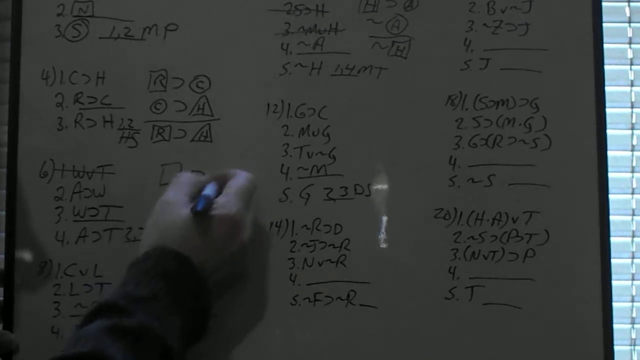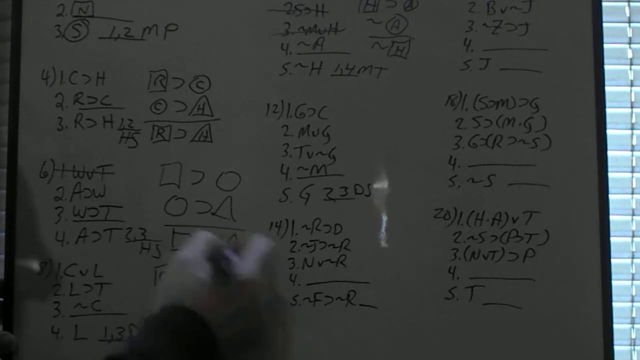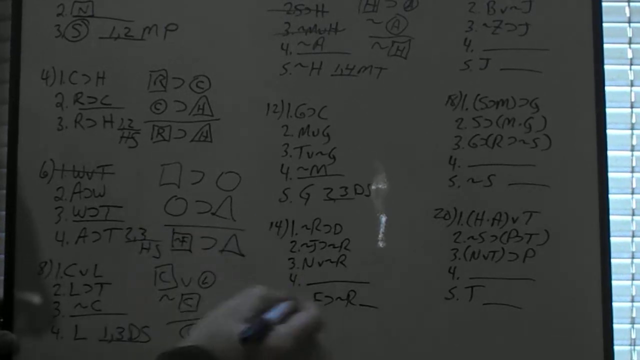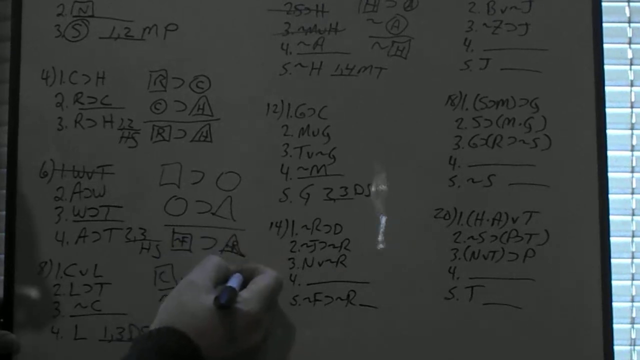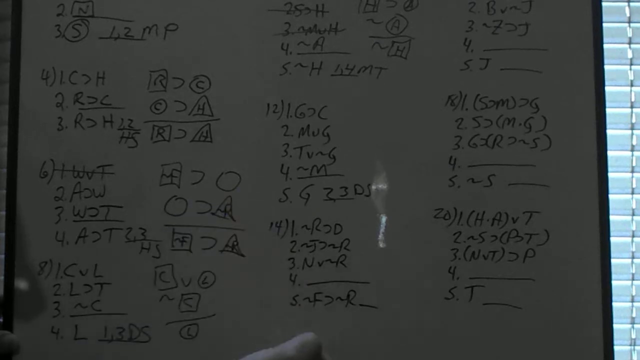So if square, then circle. If circle, then triangle. Therefore, if square, then triangle. The conclusion we want to reach is not F, then not R. So not F is the square, not R is the triangle.